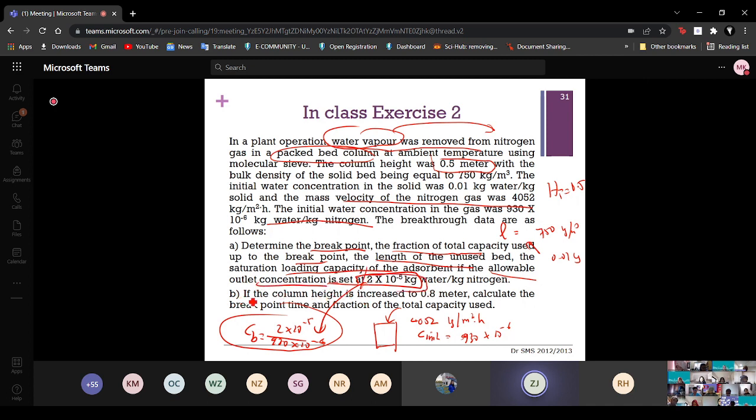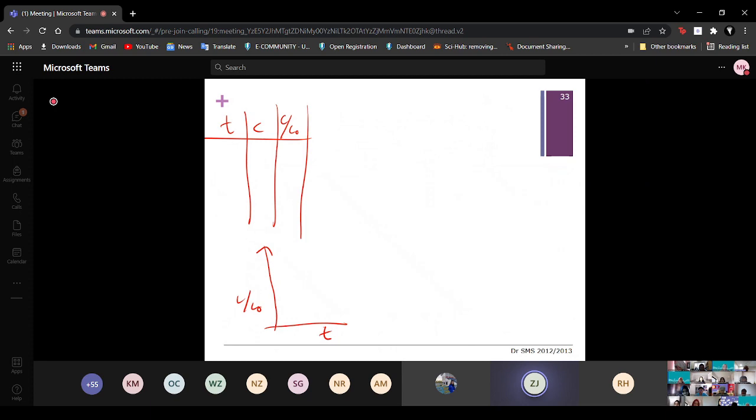Okay, the second one: if the column height is increased to 0.8 meter. So earlier it was 0.5, now they increase it to 0.8. What is the break point and the fraction of total capacity used? What are the new values?